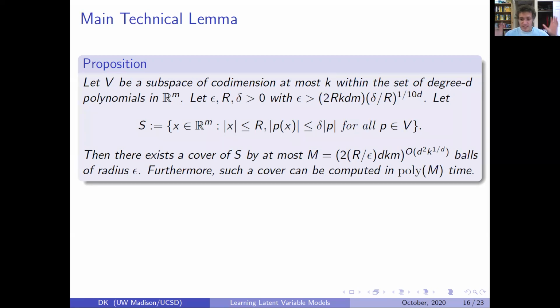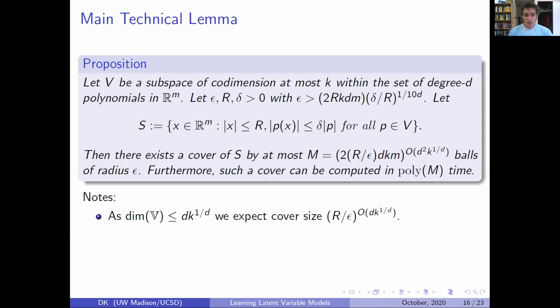Okay, so this says I have to restrict to a ball to make it work. I now have these polynomials only approximately vanishing, and I can find a cover that's not too big. So some notes. The dimension of V is at most D times k to the 1 in D. So you'd expect a cover of size about R over epsilon to the O of D k to the 1 in D. What we have is a little worse than that. We've got an extra D in the exponent. We've got some other polynomial factors in the base, but it's pretty good.